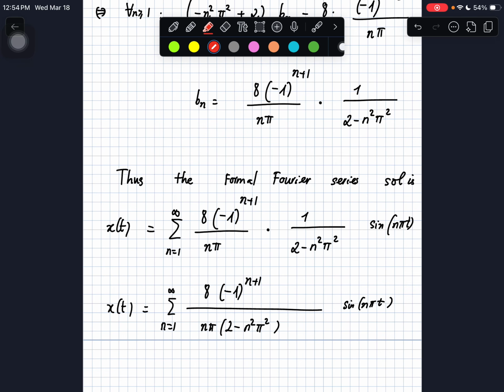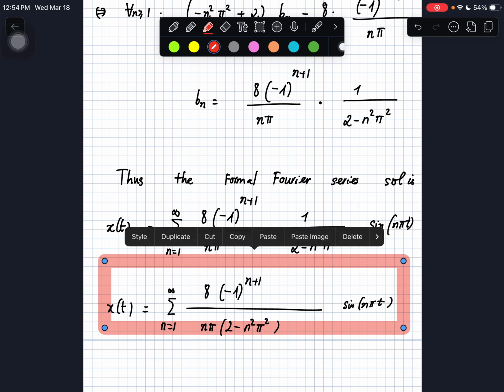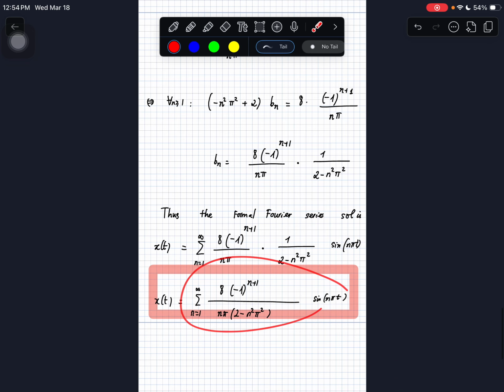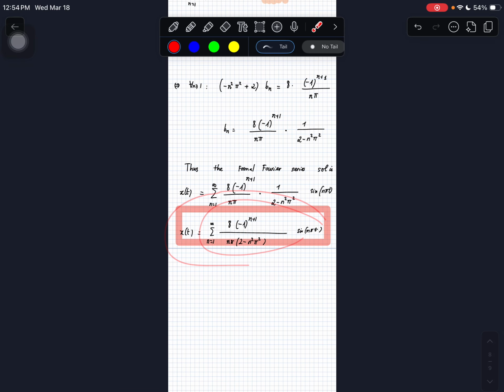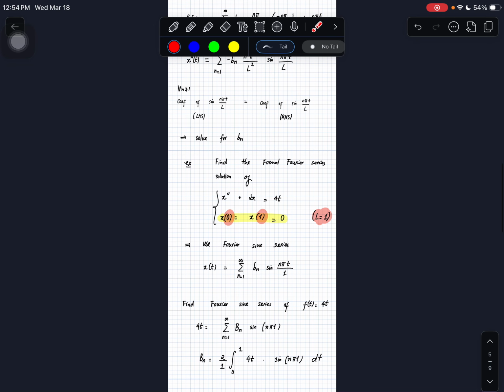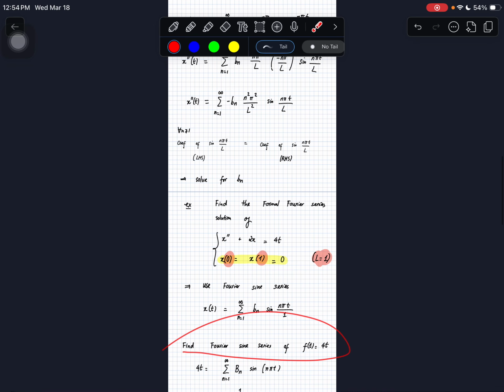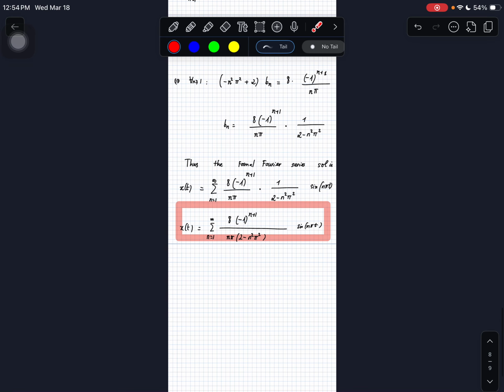Remember that this solution is subject to verification of whether we can differentiate term by term as we did. In general, the question always asks us to compute the formal Fourier series solution. So we can conclude here. This is our formal Fourier series solution of the boundary value problem.